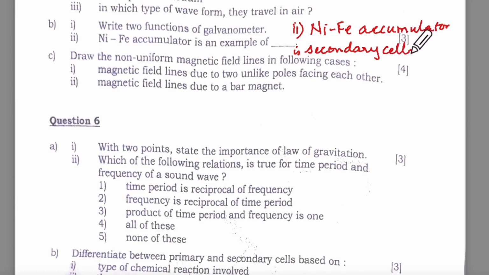Where are secondary cells used? Toys and mobile phones. But for the accumulator, the specific use of NiFe is not given. Low and high current, okay. But for the mobile, I'm going to use a different cell. As a battery in a car, it's similar. So I'm talking about secondary cells, right? It gives that much high current only.